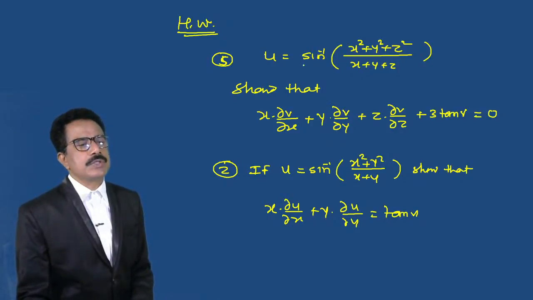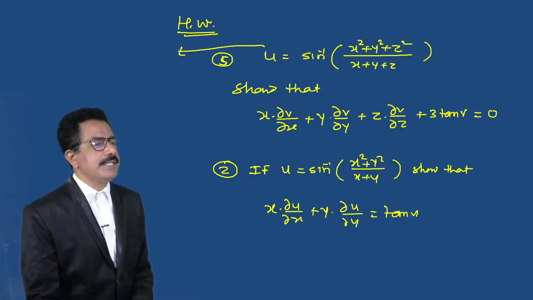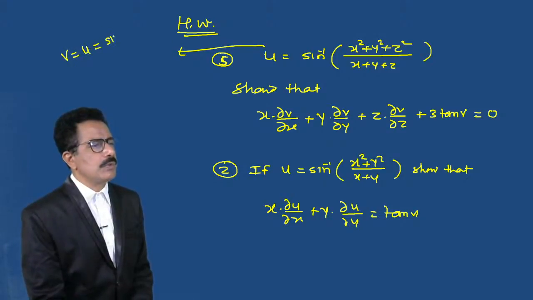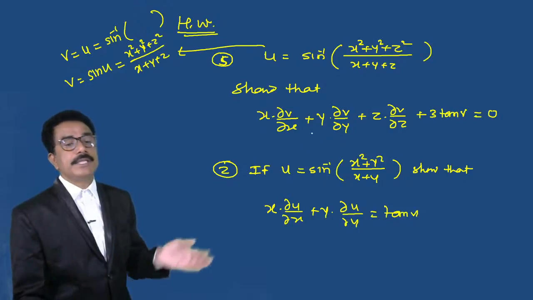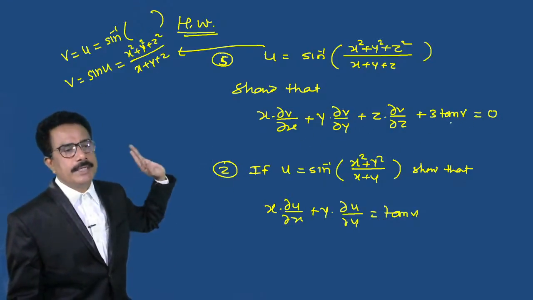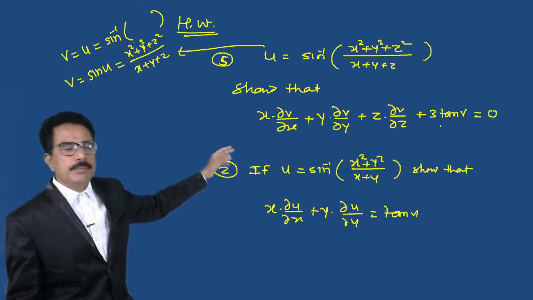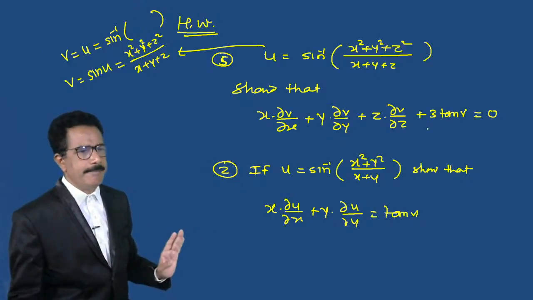u इज इक्वल्स टू साइन इनवर्स ऑफ x square plus y square plus z square. आता इथं कन्सिडर करत असताना काय कन्सिडर करा, v इज इक्वल्स टू u इज इक्वल्स टू साइन इनवर्स ऑफ दिस. सो v इज इक्वल्स टू साइन u which is equals to x square plus y square plus z square divided by x plus y plus z. अशा पद्धतीनं सॉल्व करून मग हे इक्वेशन प्रूव्ह करा.